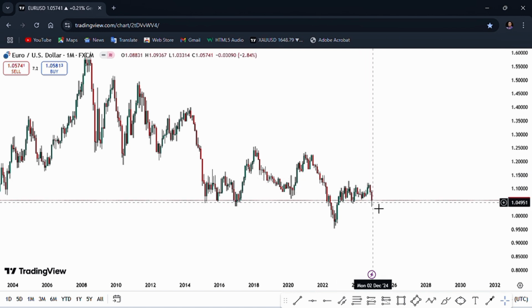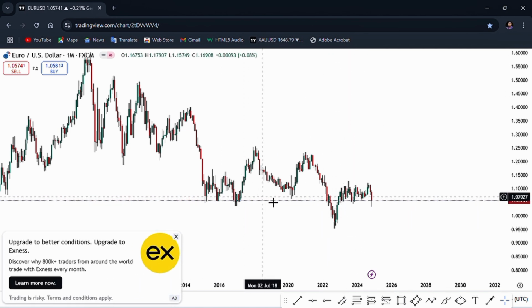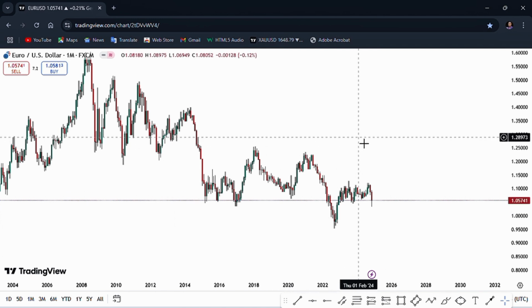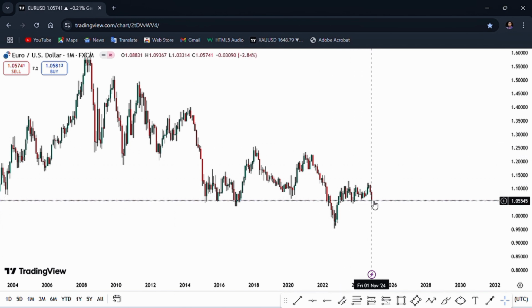And now market has dropped. Now the market is currently trading at this neckline here. I was in this market since October, I think.